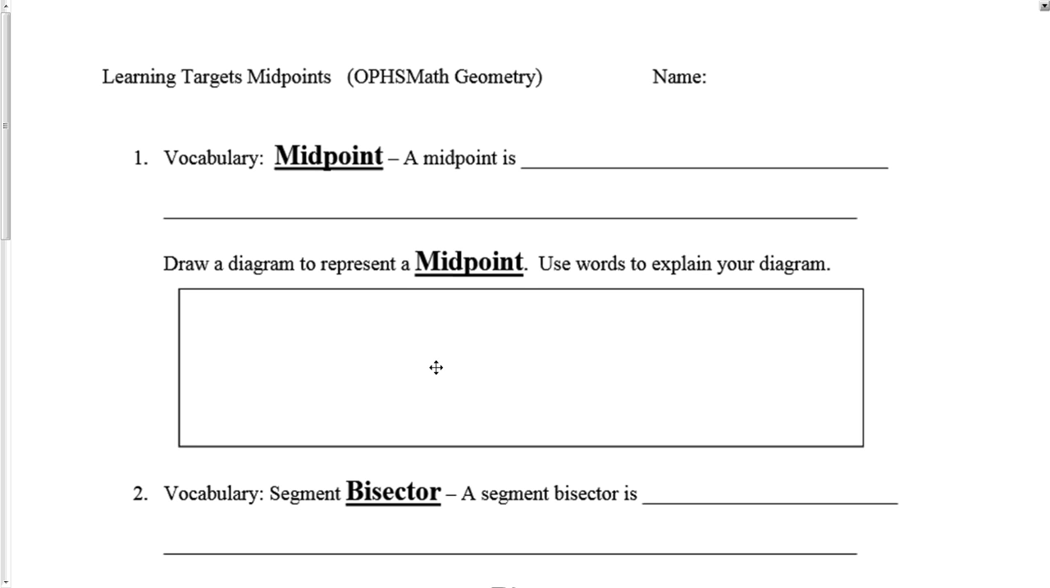Hello, today we are talking about midpoints. So these are our learning targets on midpoints. We are going to start with our vocabulary, and this is a word that we have not discussed in class yet, but I believe most people know what it is.